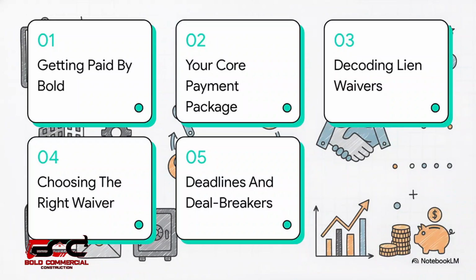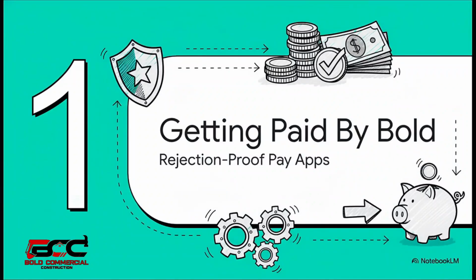First, we'll get into the why behind Bold's process. Then, we'll break down the 3 essential documents you need for your payment package. After that, we're going to spend some real time decoding lien waivers, because let's be honest, they can be tricky, and make sure you know exactly which form to use and when. And finally, we'll wrap up with the critical deadlines and deal breakers you absolutely cannot miss. The goal here is actually pretty simple. It's to get you paid quickly, without any headaches.